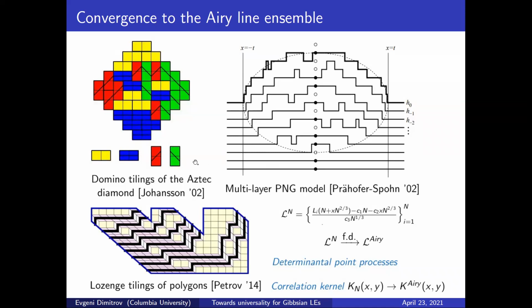The key point here is that the correlation functions for each of these models can be expressed as determinants of what's called a correlation function or a correlation kernel. And this is just a function of two variables. And if you can find nice expressions for this correlation kernel, and you can show that in a sufficiently strong sense it converges to the Airy kernel, which is the kernel underlying the finite dimensional distributions of this parabolic Airy line ensemble, then this would be enough to conclude this finite dimensional convergence.